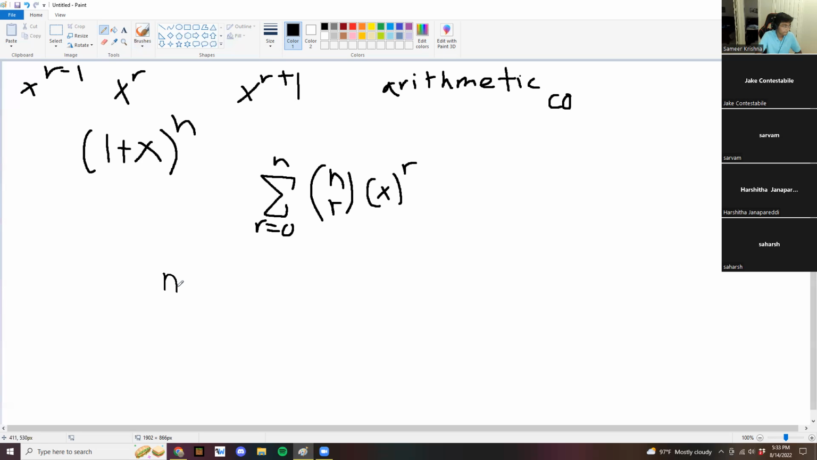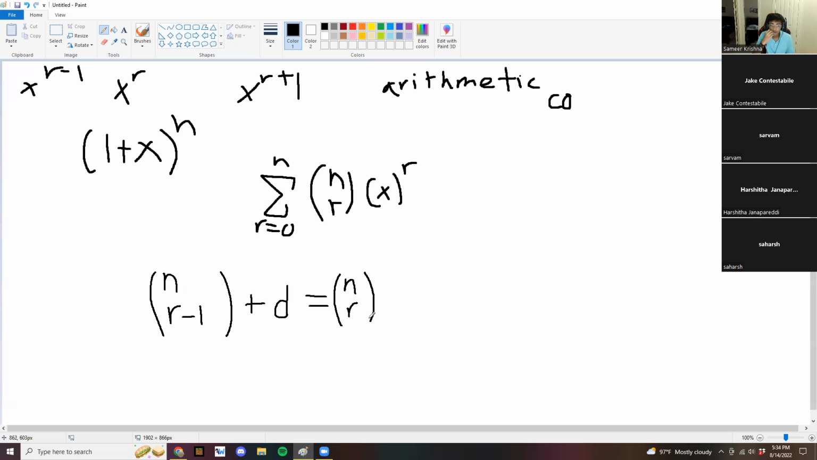N choose r minus 1 plus d is equal. d is a common difference, by the way, and this is a coefficient for x^(r minus 1). Okay. Hold on. All right then, so let's continue. And this, okay, this is all equal to n choose r.